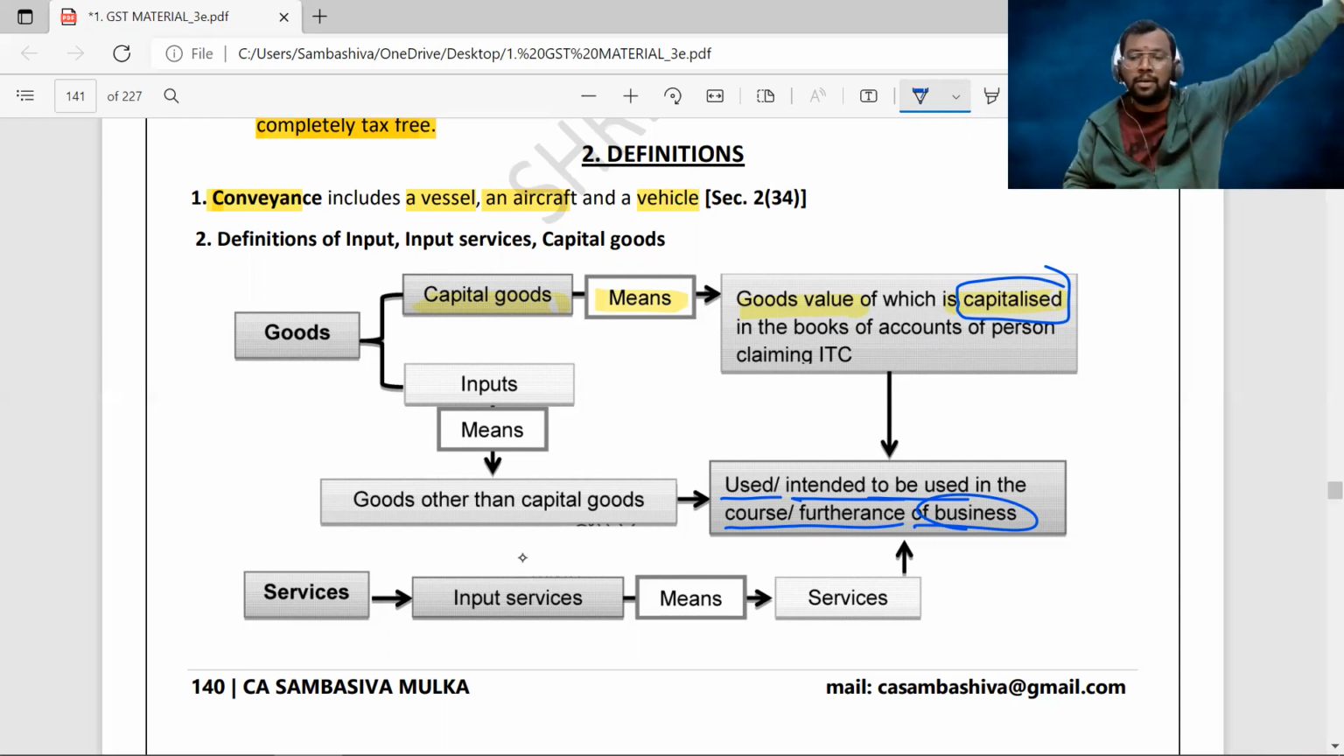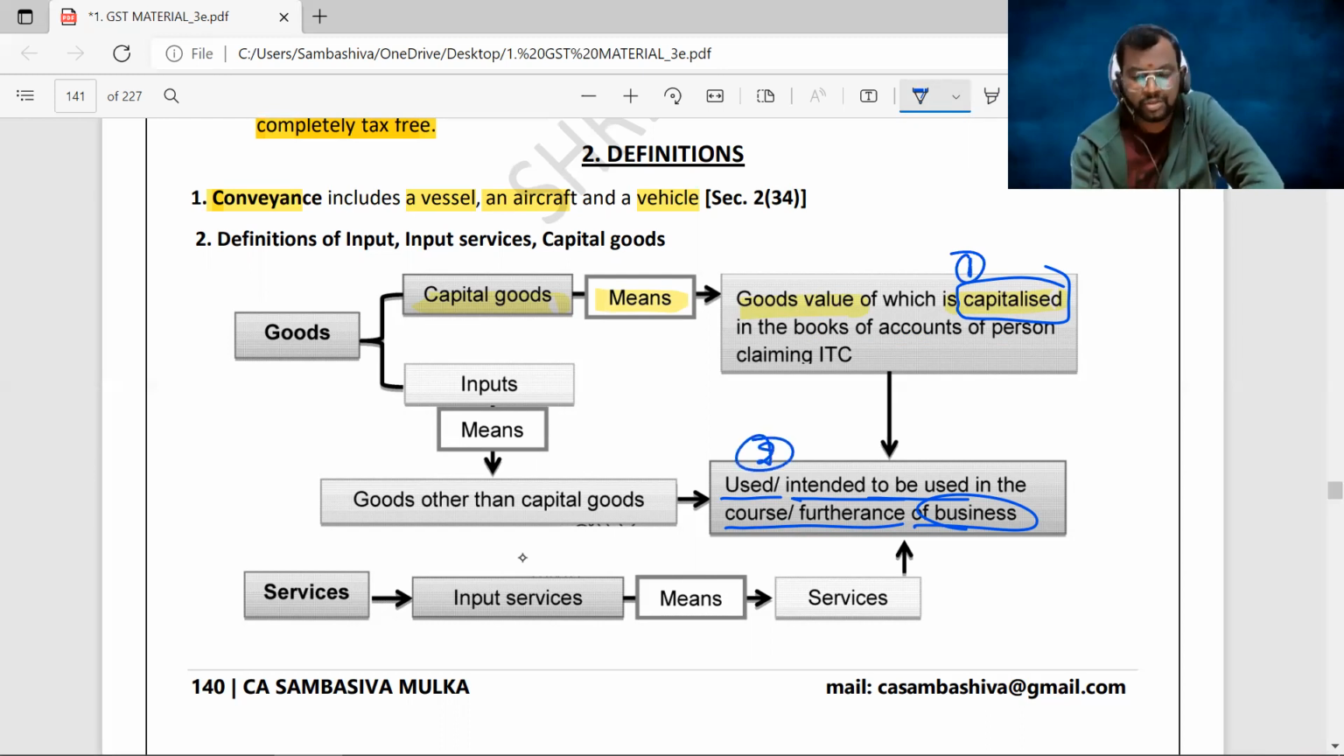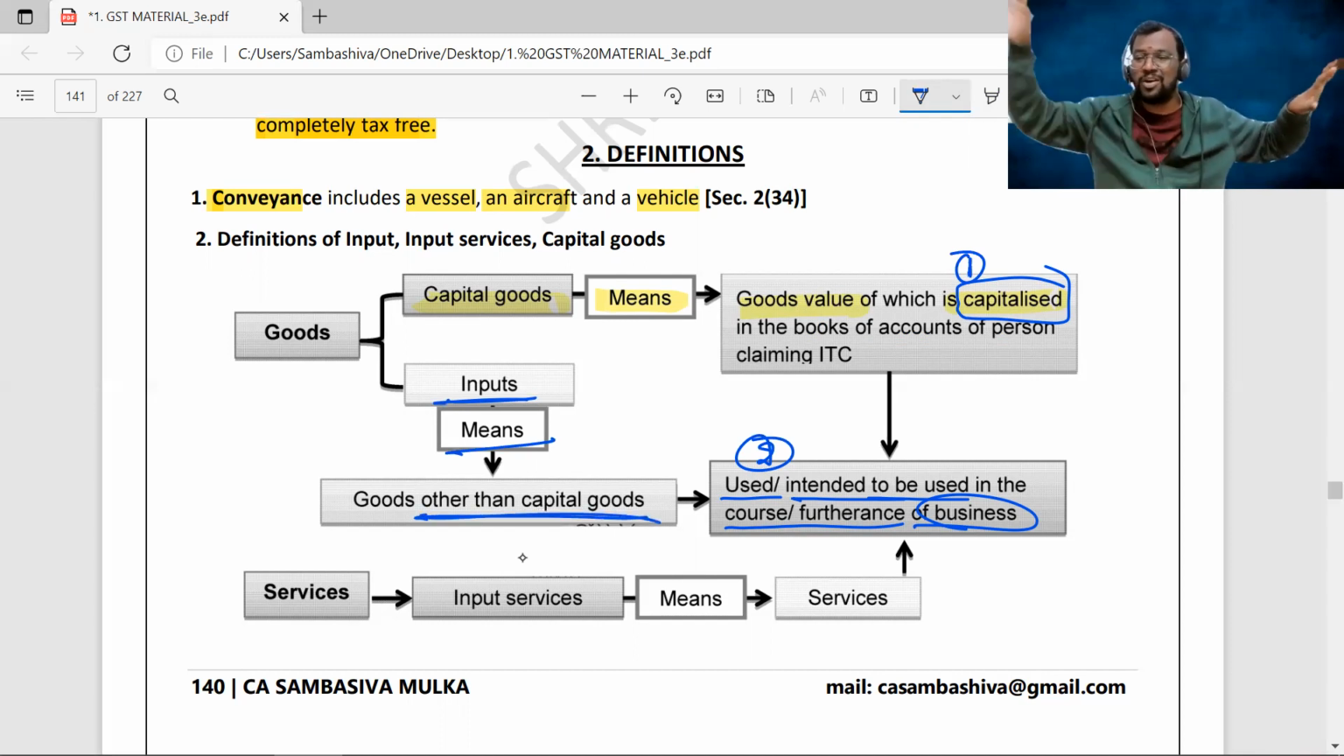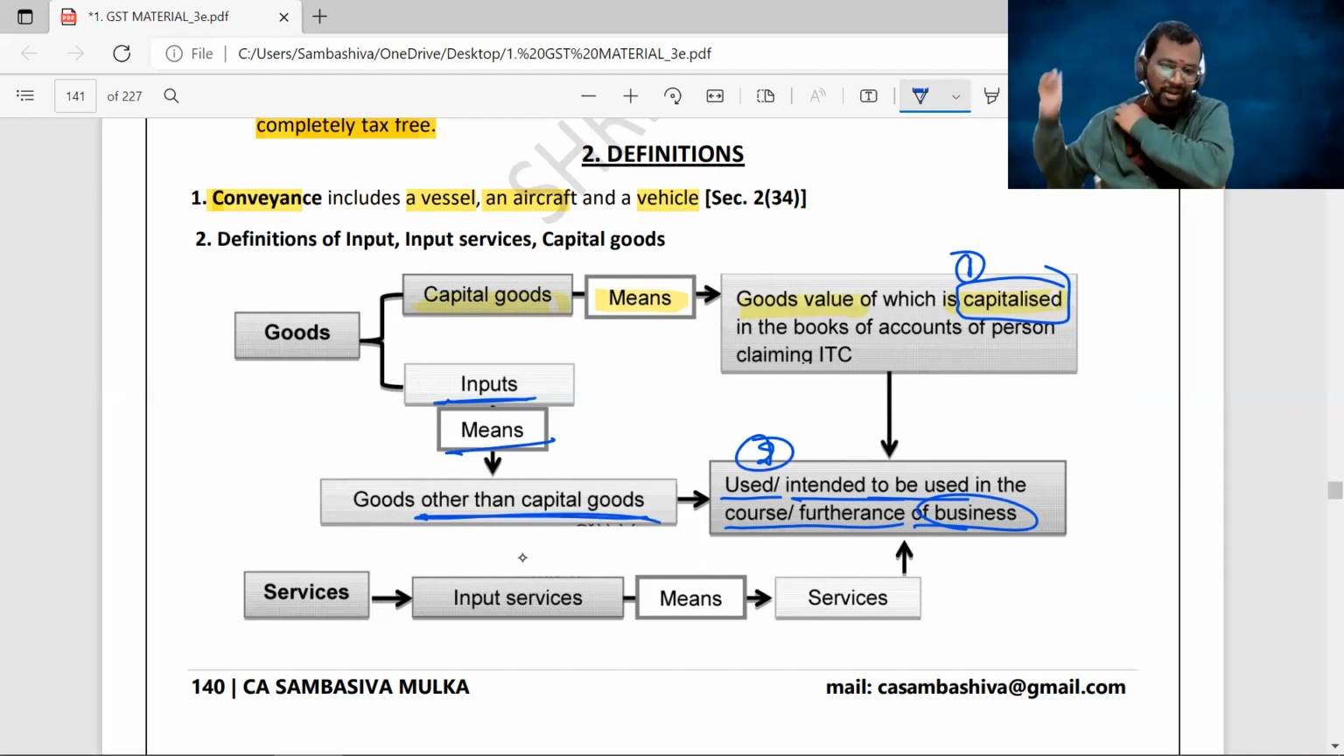I purchased a laptop and I'm using it for my office purposes. Can I claim it as a capital good? Yes. Right? So two conditions should be satisfied. Number one, its value should be capitalized in the books of account. And number two, it should be used or intended to be used in the course or in furtherance of your business. So that is what we call capital goods. Number two, input goods means goods other than capital goods. So other than capital goods, whatever goods you are using in your business, all such goods are called input goods.